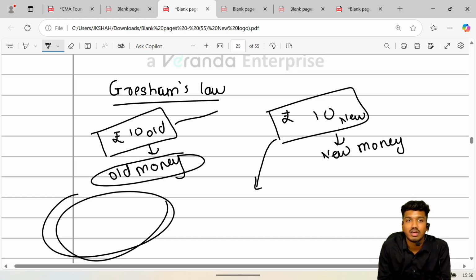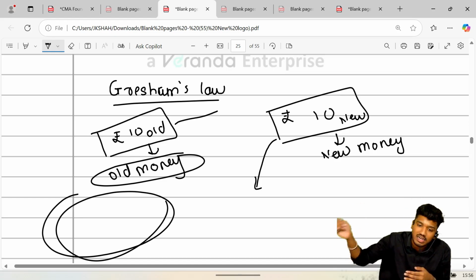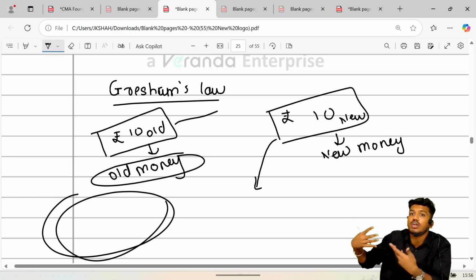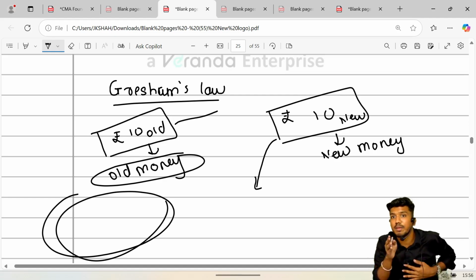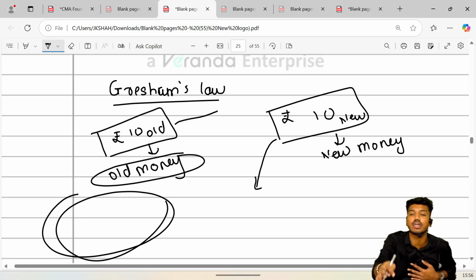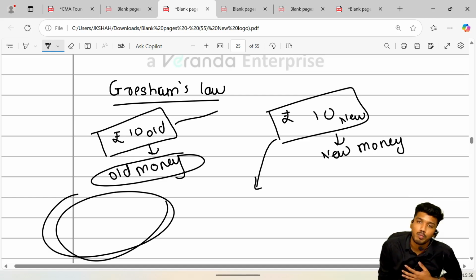So what did it say? It stated that bad money drives out good money. Bad money is brought into circulation, and the new money does not get into circulation. It is kept out of circulation. So what is in circulation? It is old money. We should not do that. We should utilize all the money that way. We should not keep it with ourselves.